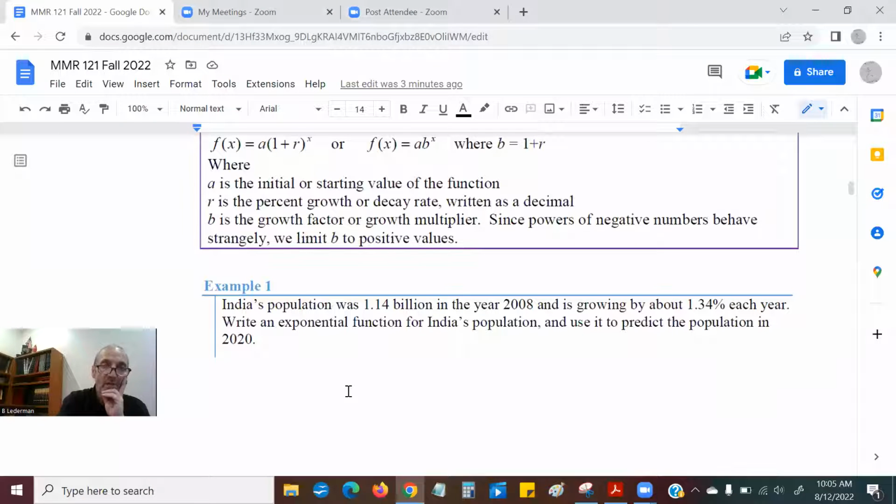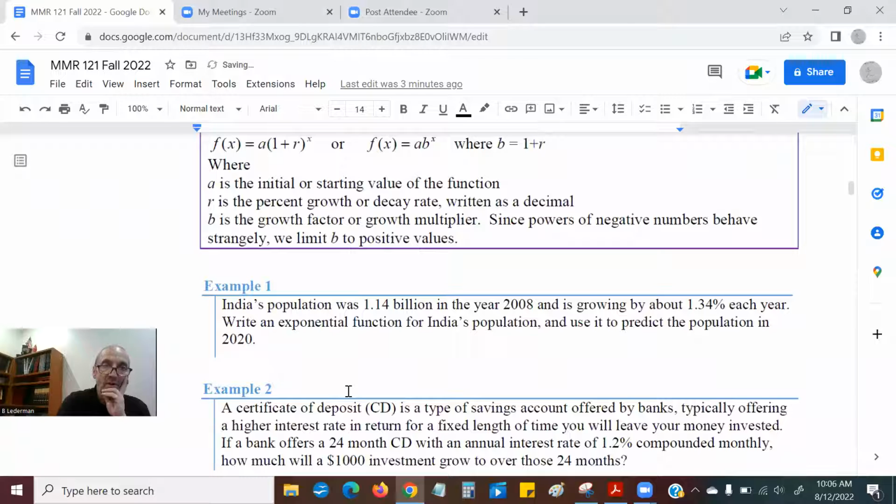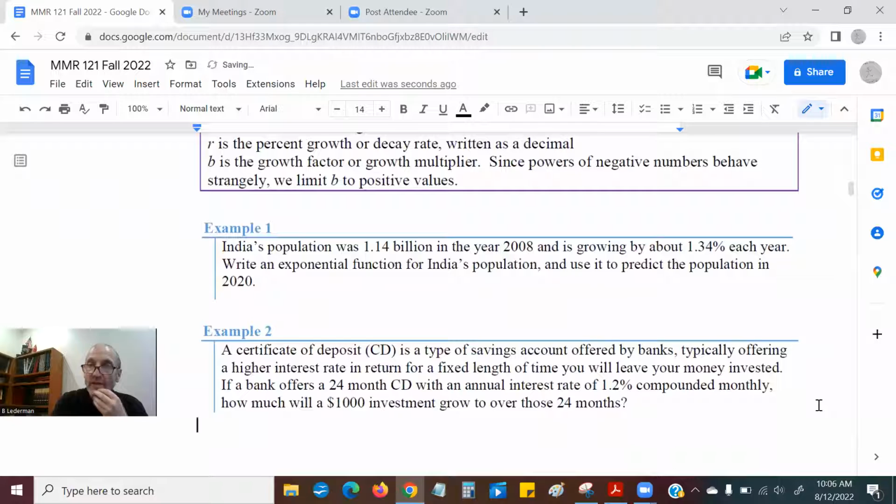Okay, let's look at another example. It's going to magically appear. Boing. A certificate of deposit is a type of savings account offered by banks, typically offering a higher interest rate in return for a fixed length of time you will leave the money invested. If a bank offers a 24-month CD with an annual interest rate of 1.2% compounded monthly, how much will a $1,000 investment grow to over those 24 months?